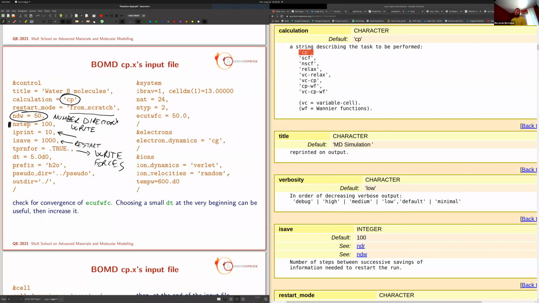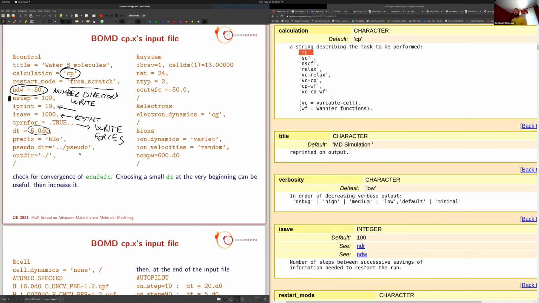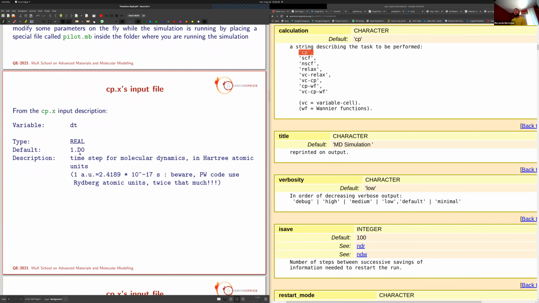Then the time step. The time step is in atomic units, and here there is a very delicate point. This is taken from the documentation. It is very important that the atomic units of the Car-Parrinello code are different from the PW code. There is a factor of 2. So here in Car-Parrinello, the atomic unit of time is this value here. In PW it is twice that, so 4.8, etc. This is very important.